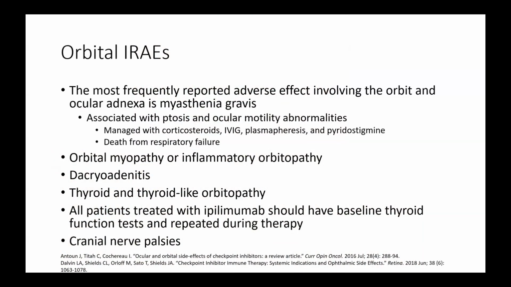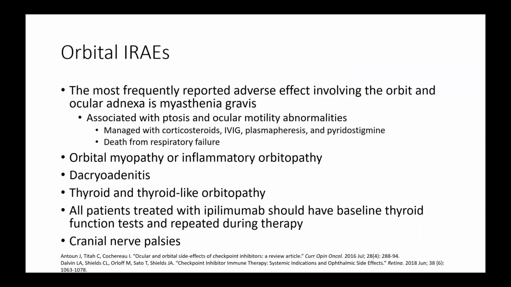Orbital adverse events involving the eye, the most common of which is myasthenia gravis. And I counsel you to look out for this because in the clinical trials, death from respiratory failure was reported. It's no different than myasthenia gravis that would occur in a patient not on one of these medications and is managed with corticosteroids, IVIG, and referral to neurology for either plasmapheresis or pyridostigmine or Mestinon.